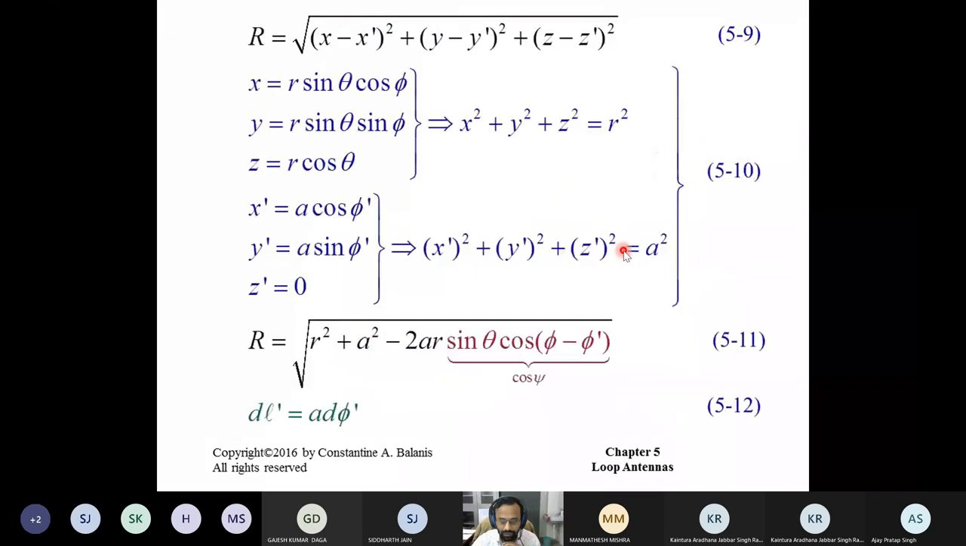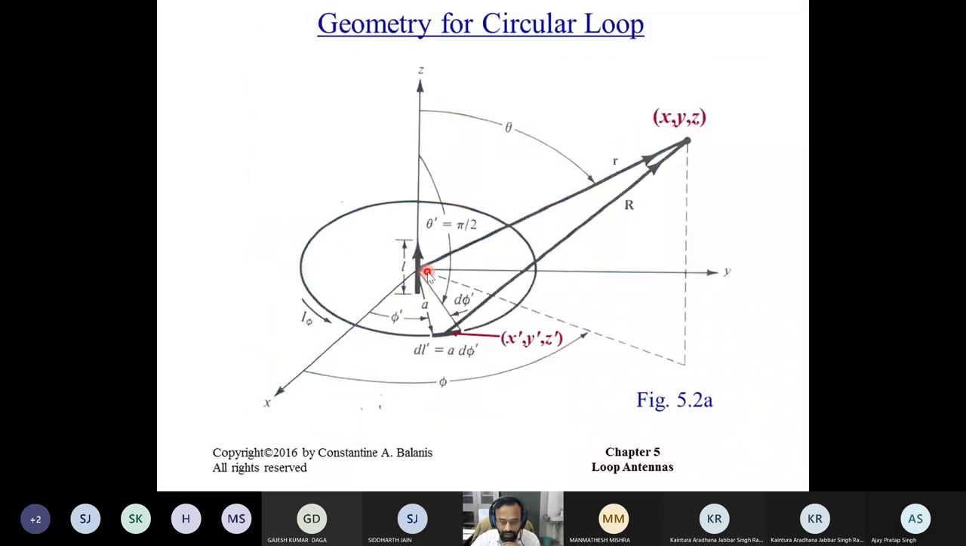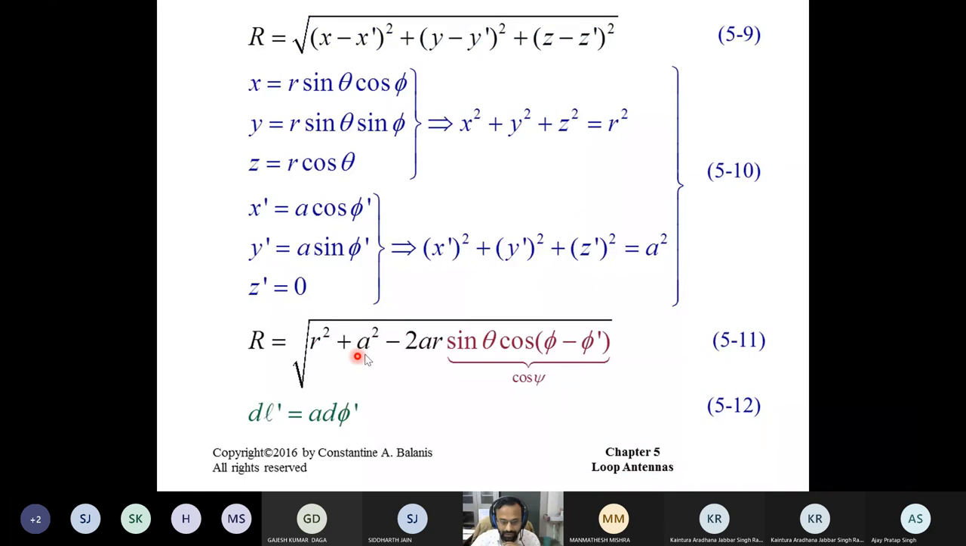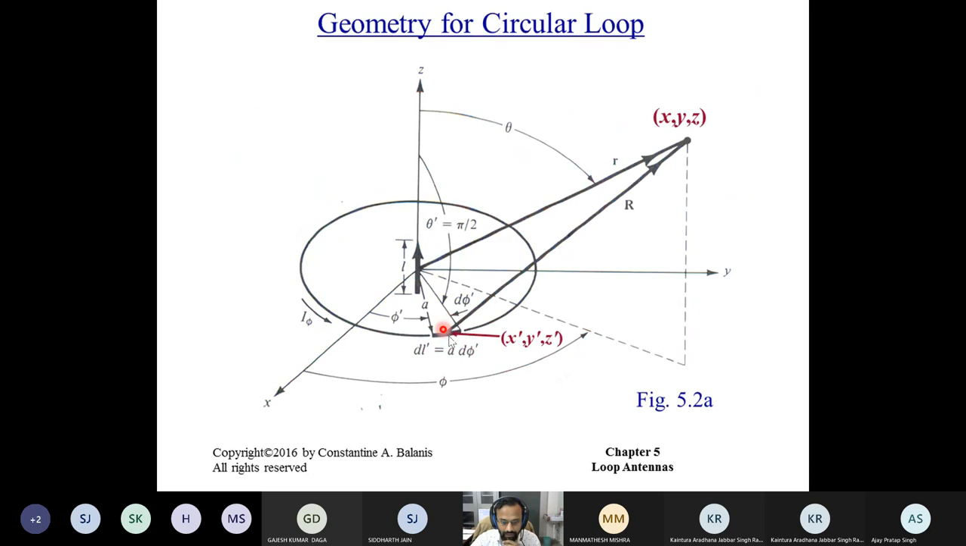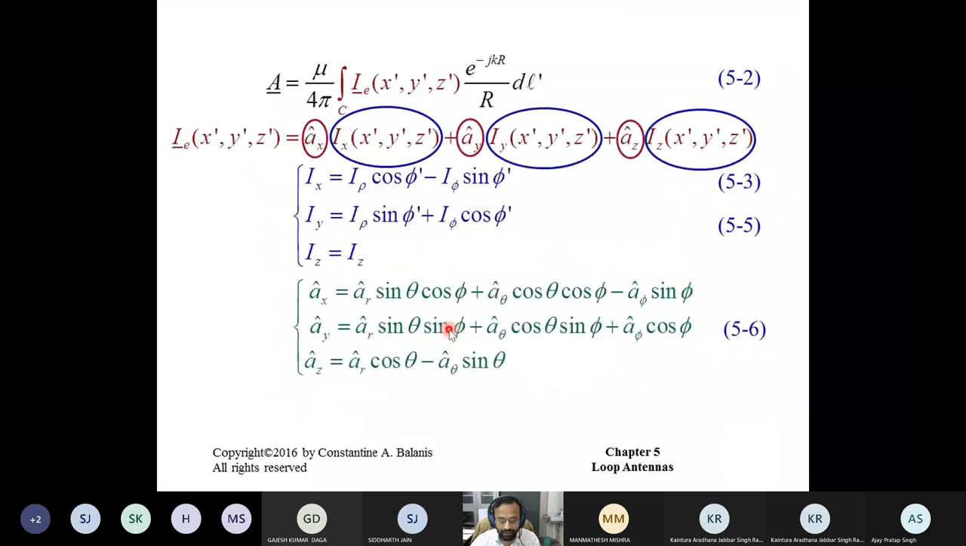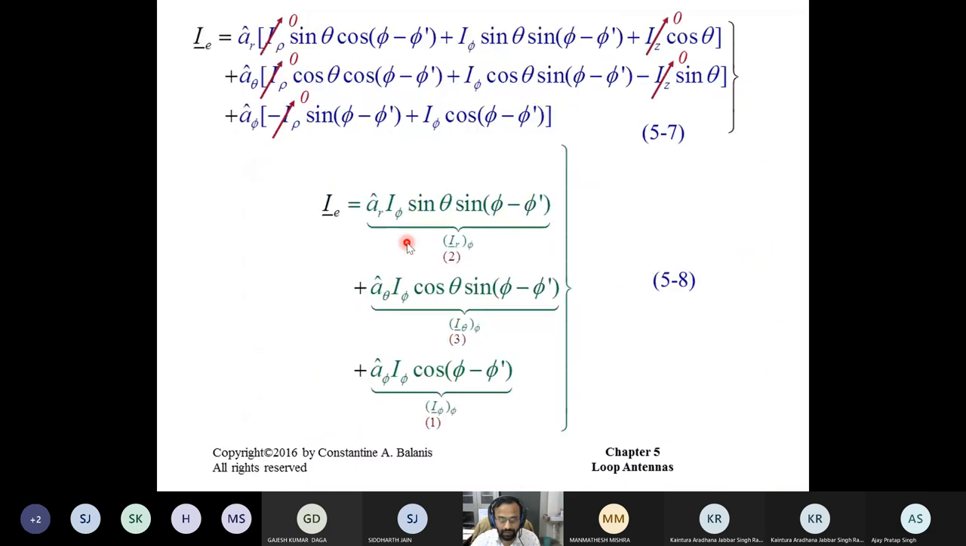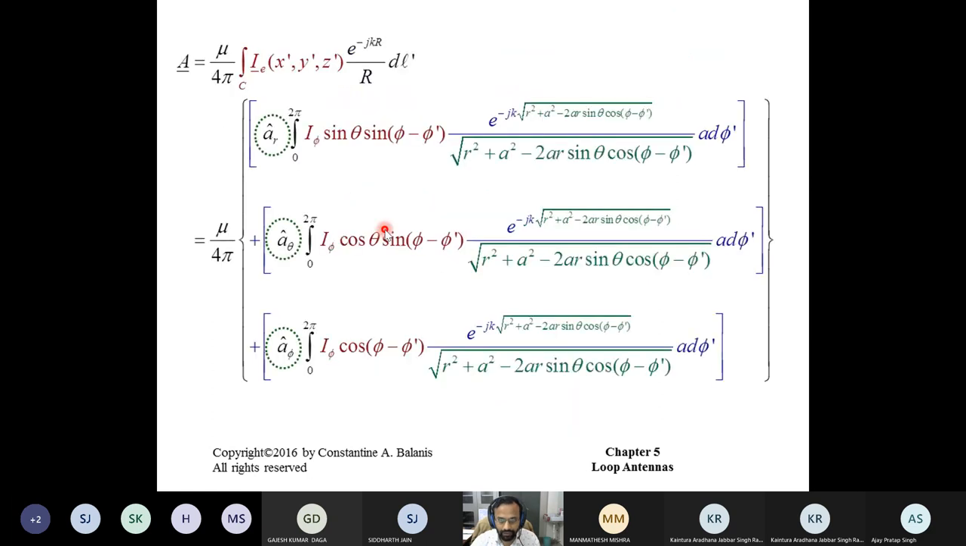So we tried to simplify the space factor by having an expression for it in terms of small r. Small r is the distance from the origin to the observation point, a is the radius of the loop, and theta, phi and phi dash. Then we went into the current distribution. Since we have only the phi component of the current, we use the cylindrical coordinate system for the current expression, and the unit vectors are in the spherical coordinate system. The current distribution has no rho component and no z component. So it has only the I phi component.